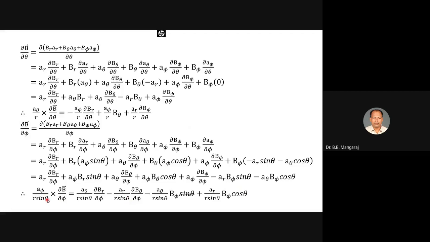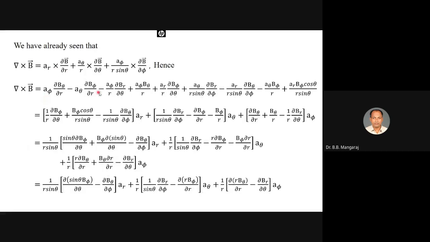Then A phi by r sin theta cross product with AR is A theta, that minus comes here, A theta by r sin theta, B phi sin theta, sin theta cancel out. Then A phi cross product A theta is minus AR, minus of minus is plus, plus AR by r sin theta, and B phi cos theta. So here we are getting 4 terms, here 3 terms, and in the past case 2 terms, right? We combine, then we segregate as per the unit vectors AR, A theta and A phi.